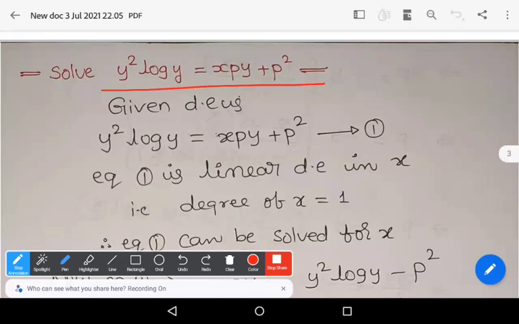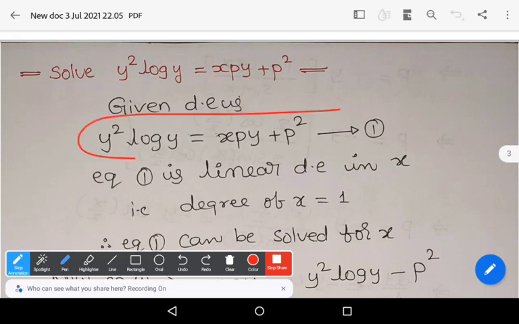Solve y square log y is equals to xpy plus p square. This problem is very important for the 10 mark section. So, this is the given equation number 1. The given differential equation can be represented by equation 1.